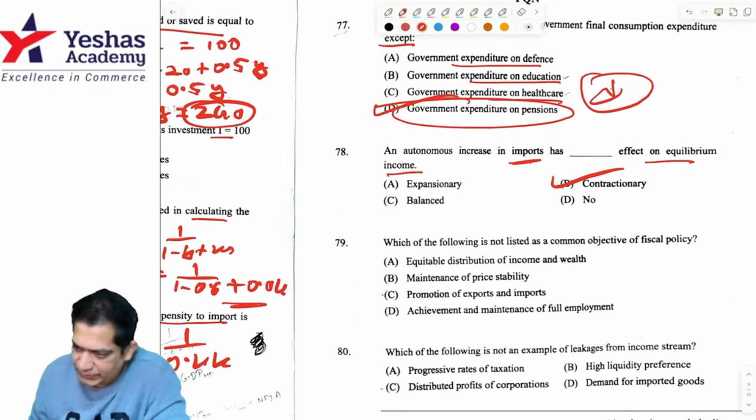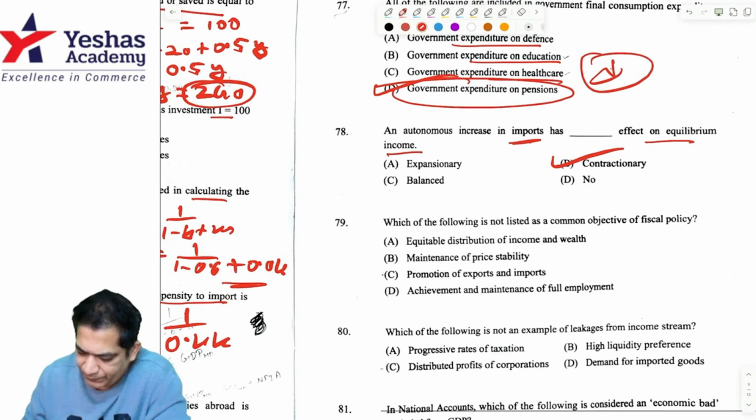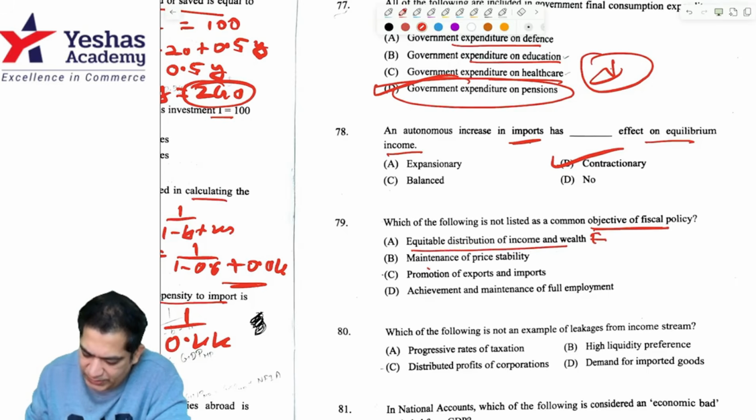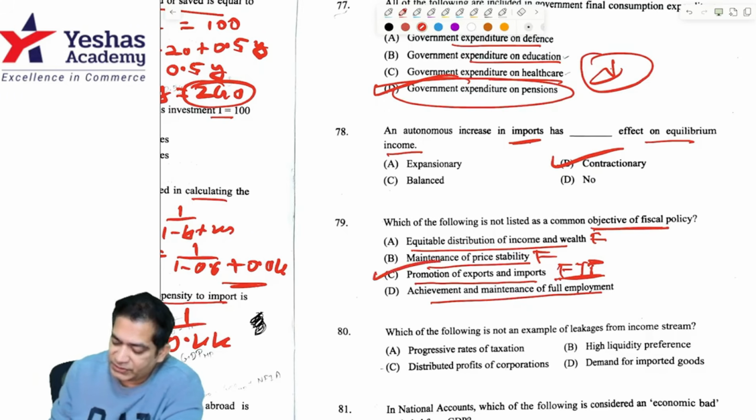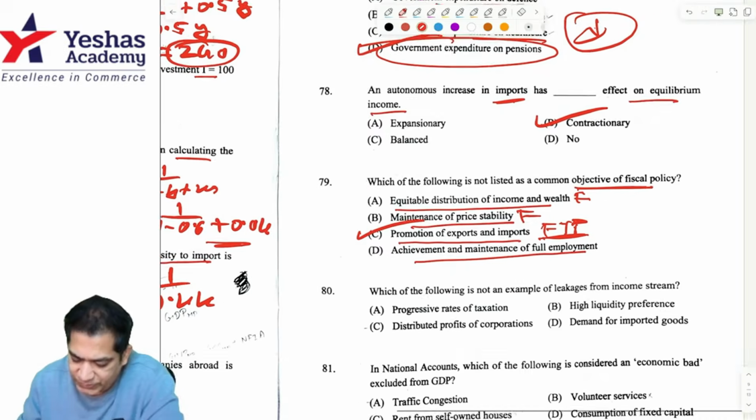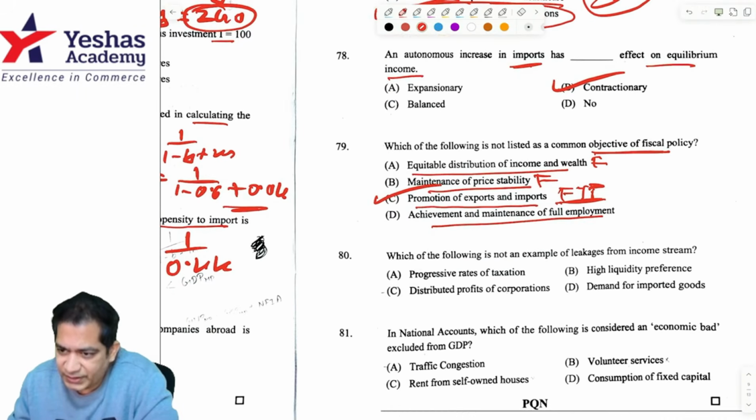Which of the following is not listed as a common objective of fiscal policy? Equitable distribution, maintenance of price stability, promotion of export and import is a part of foreign trade policy, achievement and maintenance of full employment. We try to do that. So C will be the answer because it is a part of foreign trade policy, which in India, every 5 years, we get one foreign trade policy.